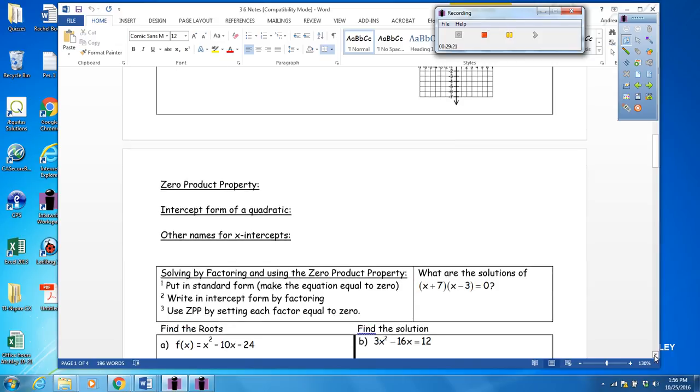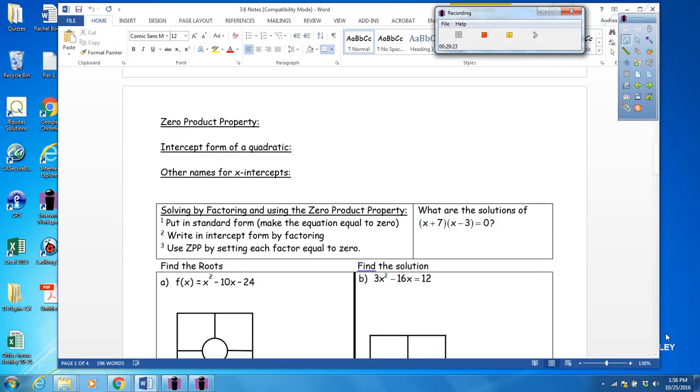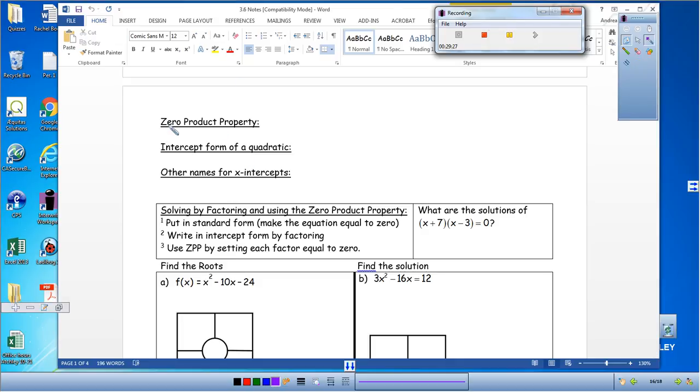Before we do that, we need to have some vocab. Okay, the zero product property is just anything times 0 is 0.